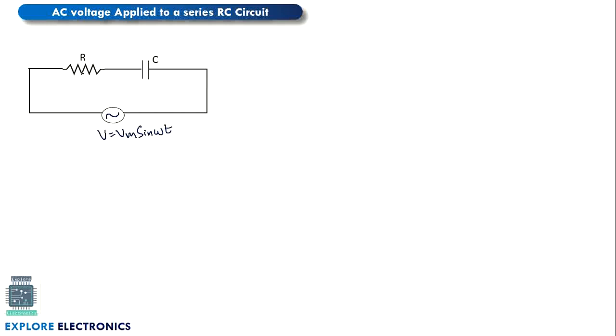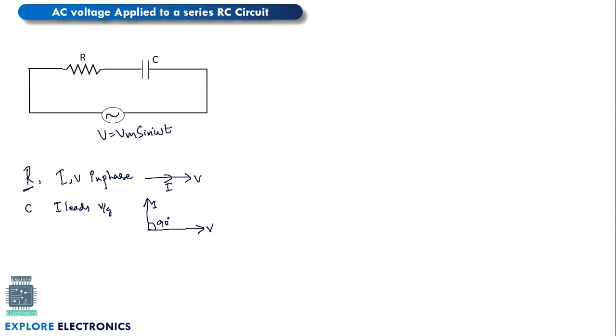If we consider the pure resistor and pure capacitor separately, and if we apply an AC voltage to the resistor, I and V are in phase. So the two signals are in phase, and in the phasor diagram, this is V and this is I through the resistor. Similarly, in the capacitor, we know that current leads the voltage. If you take this as voltage, current will be leading, which means we will have a phase difference of 90 degrees.